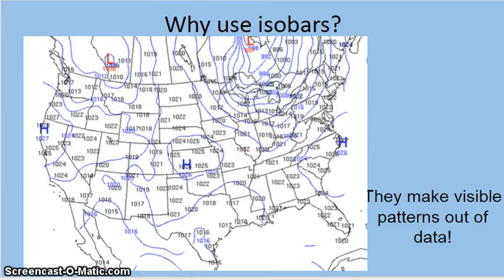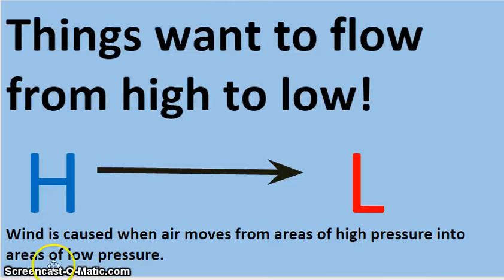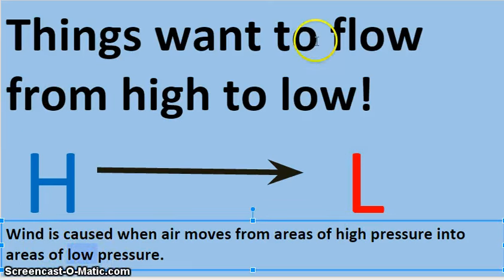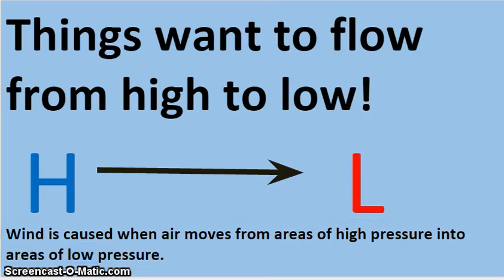And the biggest thing that it tells us, especially isobars, is where wind speed is fast. So remember, wind is caused when air moves from areas of high pressure into areas of low pressure. Things want to flow from high to low. Rhymes. It can't get easier to remember.